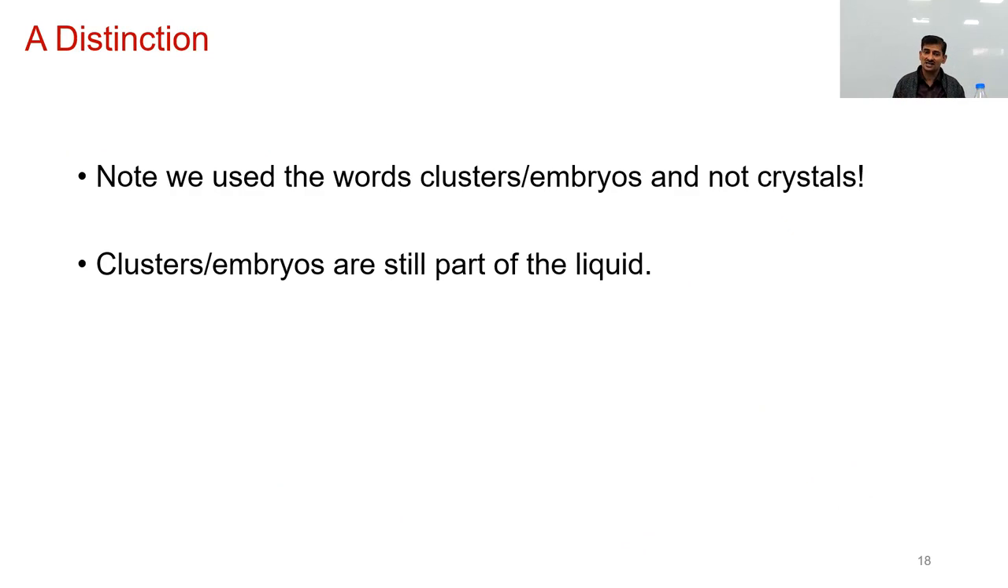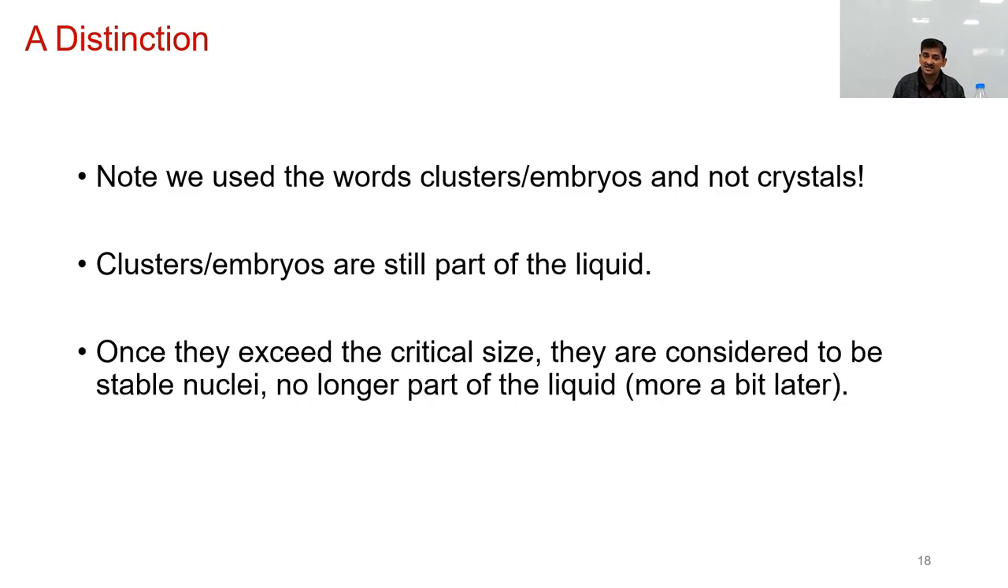So once clusters and embryos exceed the critical size, only then are they considered stable nuclei. What we mean by stable nuclei is that only when r is greater than r star are those clusters stable, and then they form a distinct phase inside the liquid. And that phase can be considered a solid. So we say that a solid has nucleated when a cluster of radius r greater than r star has formed.